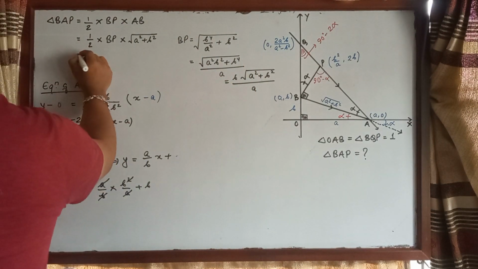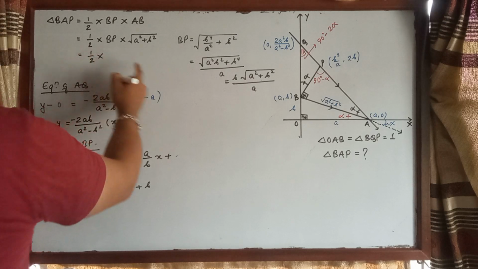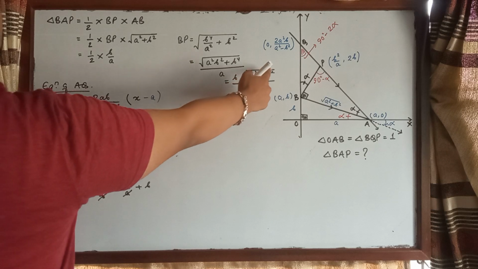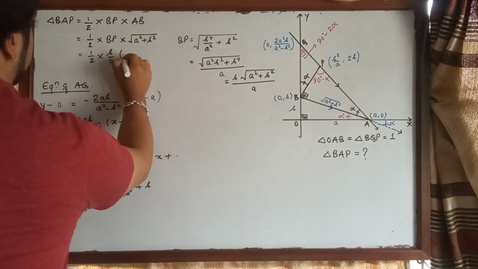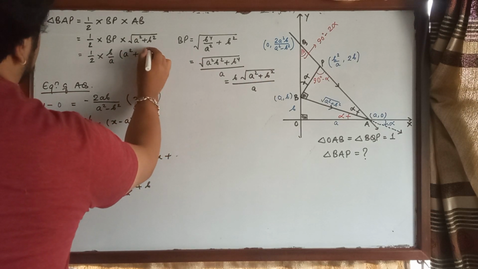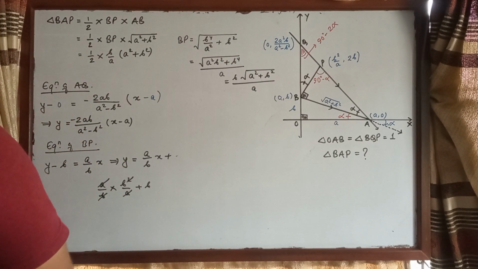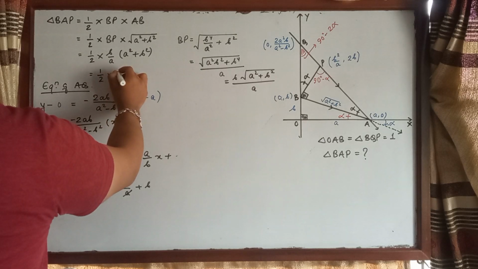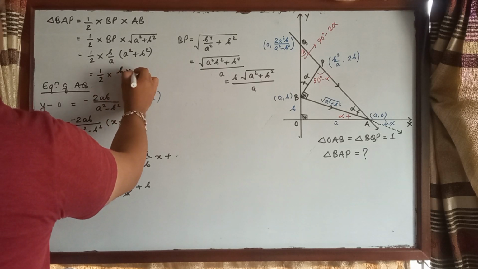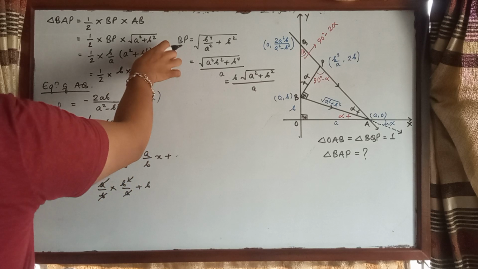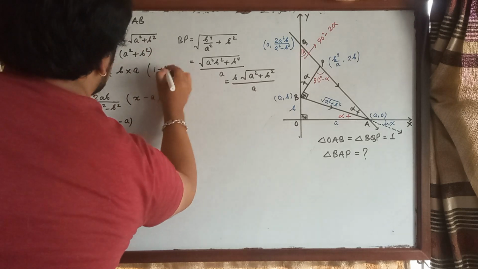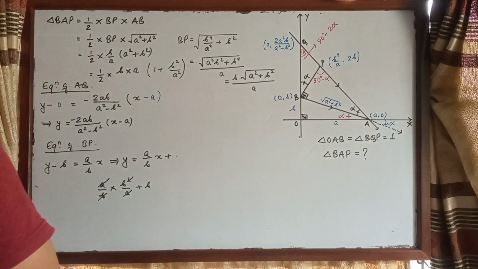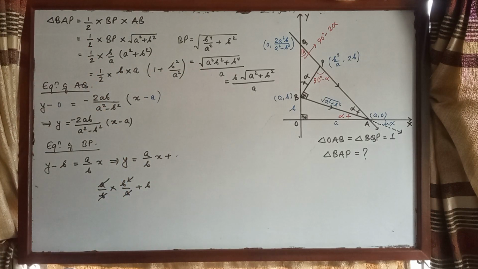Now let's have half times b times p, which means b over a squared plus b squared times a squared plus b squared, which is basically a squared plus b squared. Now we're going to take a squared as a common factor. Then we get b times a squared over a, which means a, and 1 plus b squared over a squared. So this is the area of triangle BAP.